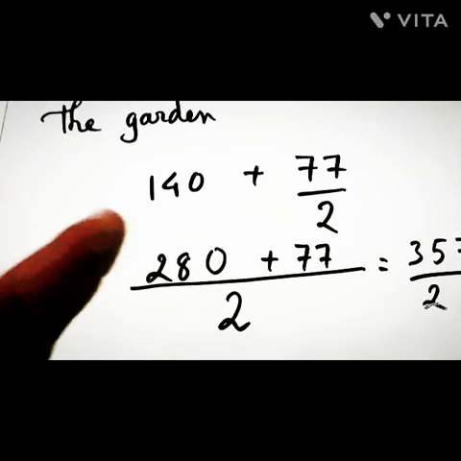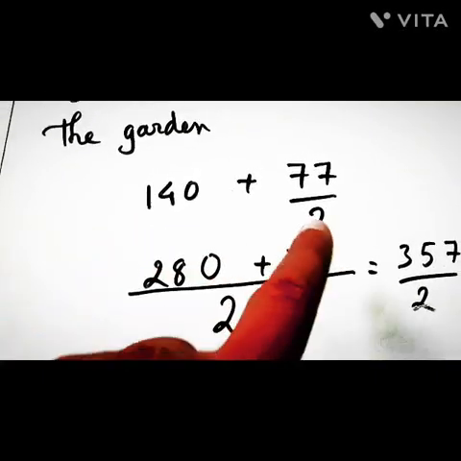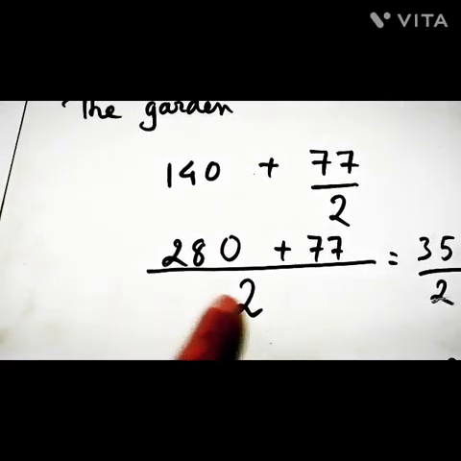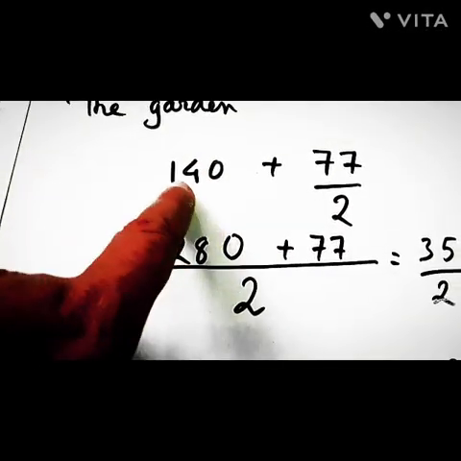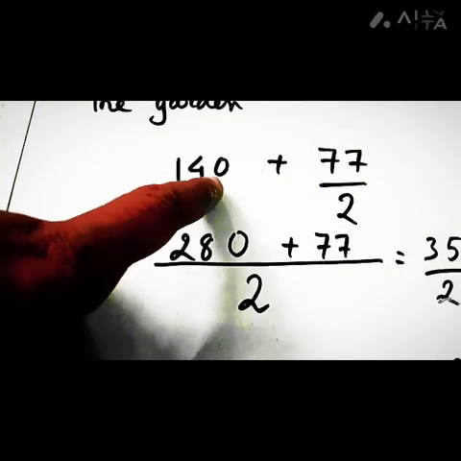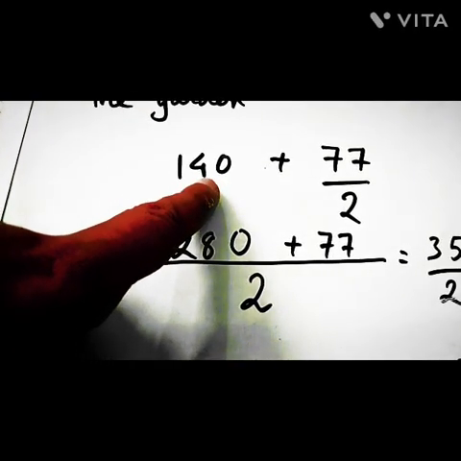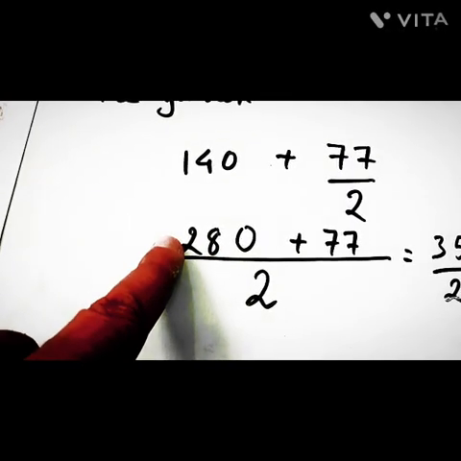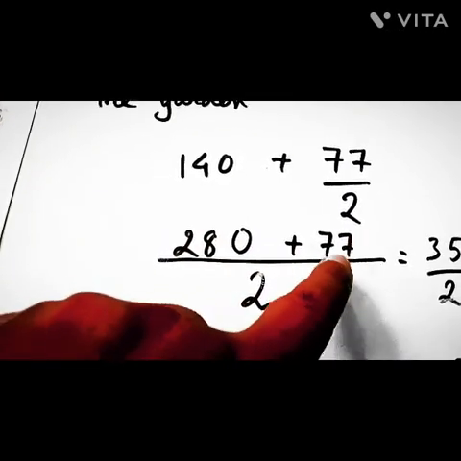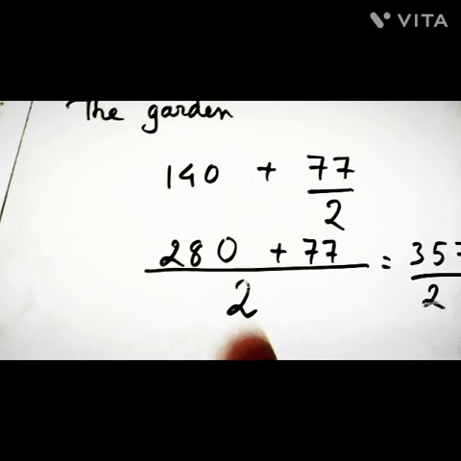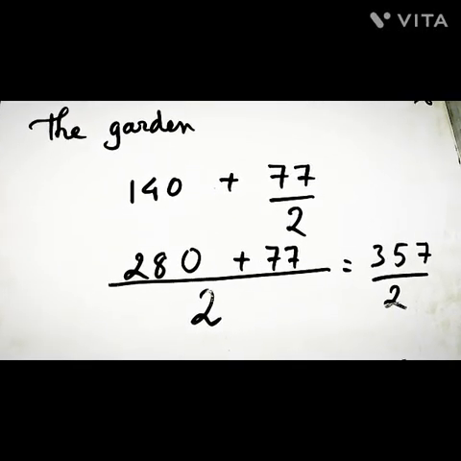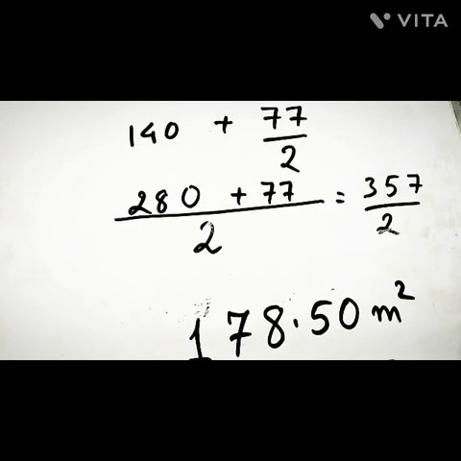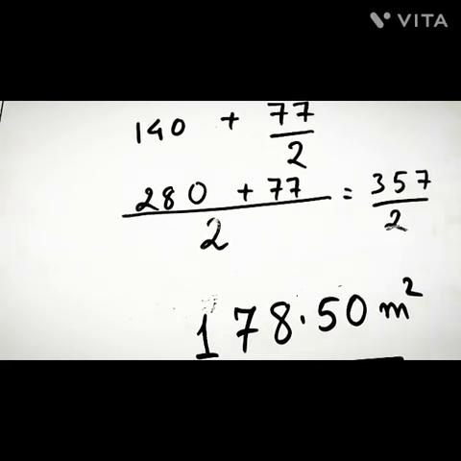Now this is a number with denominator 1 and here the denominator is 2. So we have to have the common denominator. Common denominator is 2. So here 1 goes into 2 times. So we have to multiply this thing, 140 into 2. So this becomes 280 plus 77. You add up, get 357 by 2, and 357 by 2 is 178.50 meters square is your area.